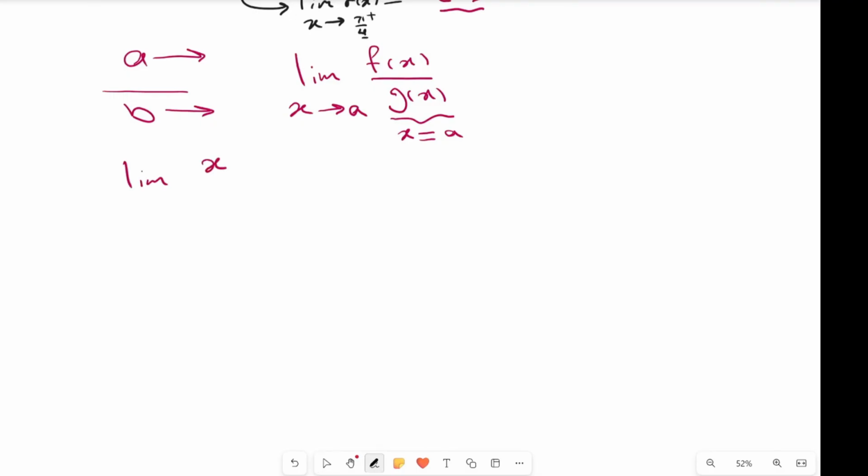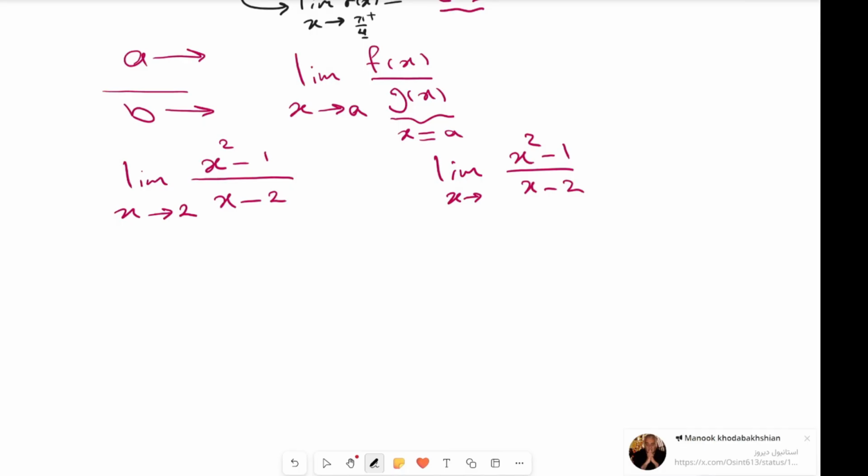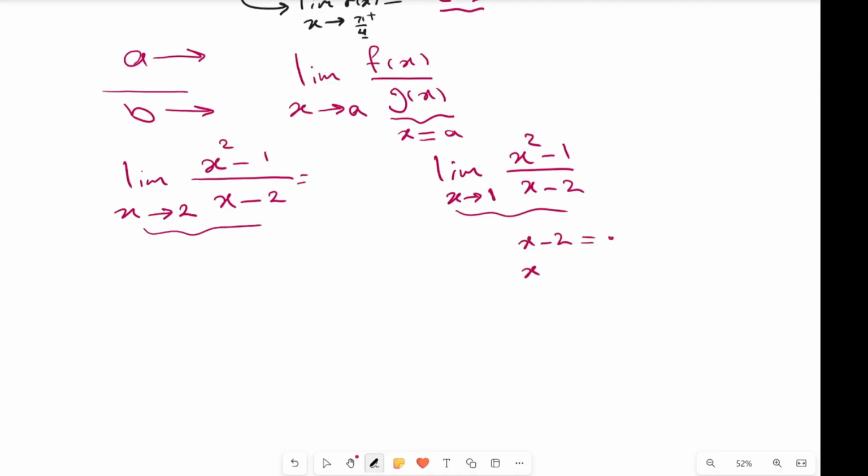Limit of x squared minus 1 over x minus 2 as x goes to 2, and another one, the limit of exactly the same formula, x squared minus 1 over x minus 2, as x goes to 1, for example. Okay, yes. In that one, we must split it to both sides, but in this one it is not needed, because x minus 2 equals 0 at x equal to 2. This is the root of the denominator, and when the limit goes to the root of the denominator, you must split it to both sides, but in the other one, it doesn't need.